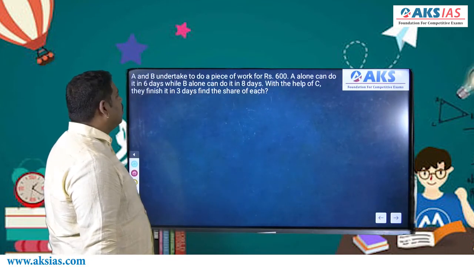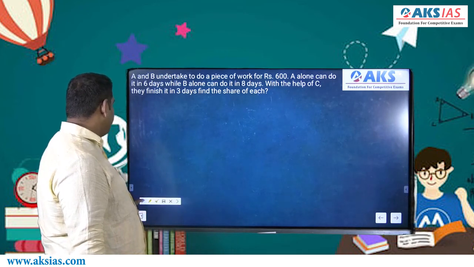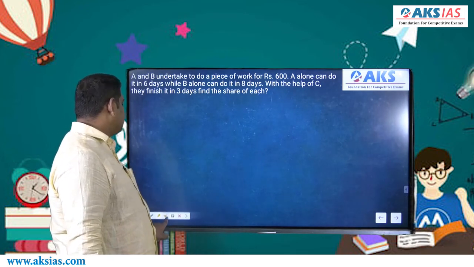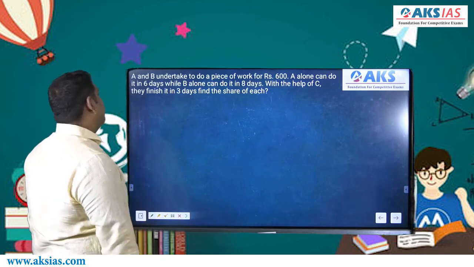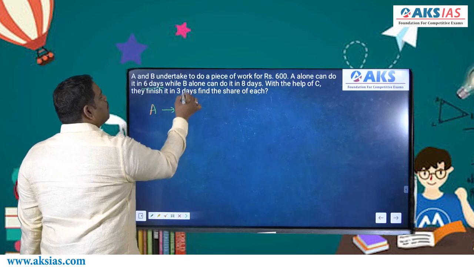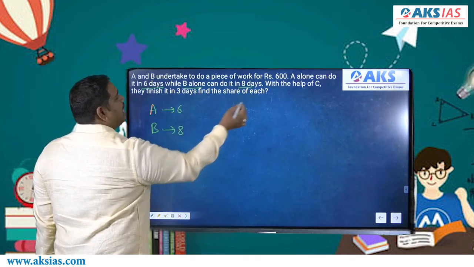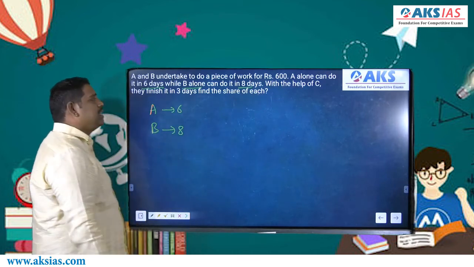A and B undertake to do a work for 600 rupees. So who are doing the work? A and B only. For how much money? 600 rupees. A alone can do it in 6 days. B alone can do it in 8 days. With the help of C, they finish it in 3 days.